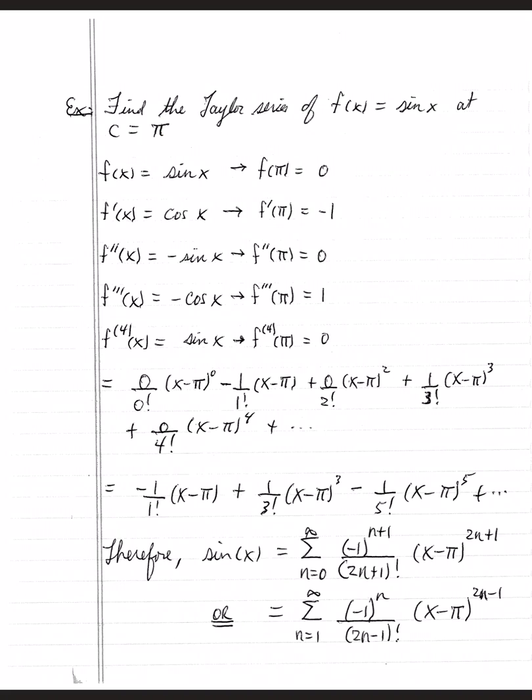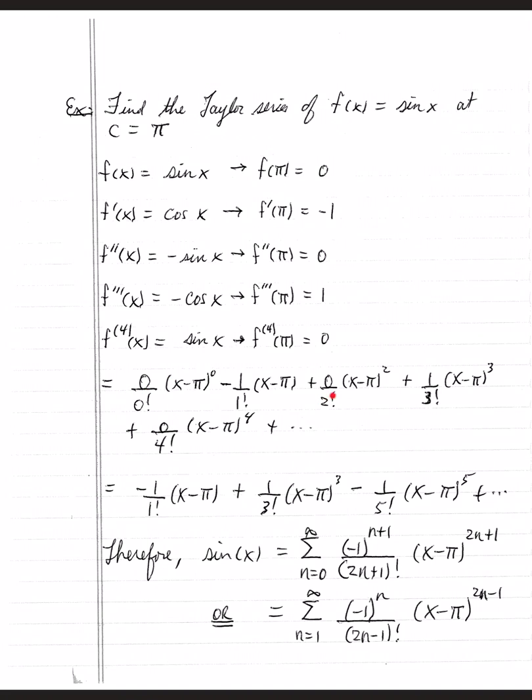We have a non-zero center to the 0 power, minus 1 over 1 factorial, x minus pi to the first, plus 0 over 2 factorial times x minus pi squared, plus 1 over 3 factorial times x minus pi cubed, plus 0 over 4 factorial times x minus pi to the fourth, and so on. Because this ends in sine, you just loop over and over.